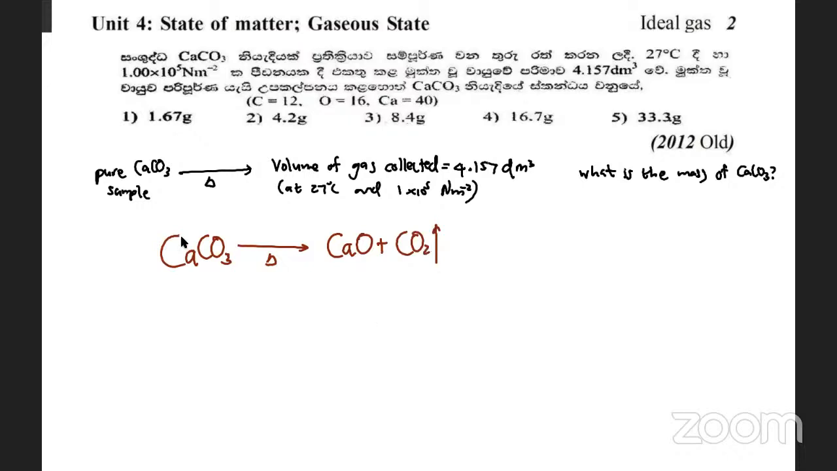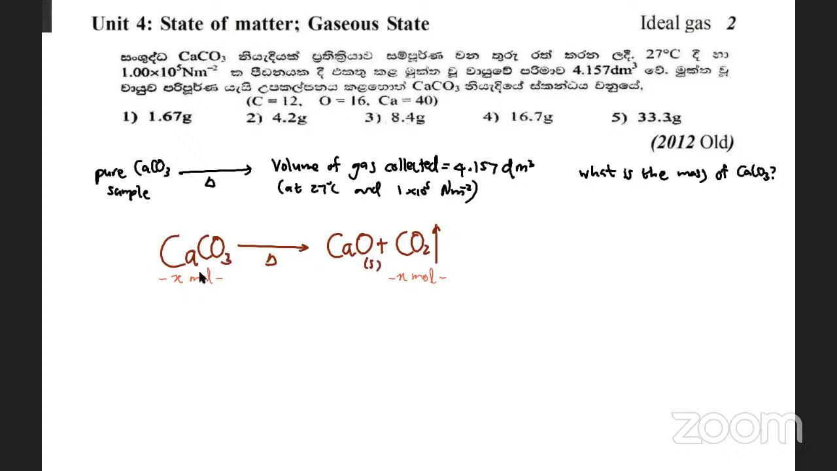We don't know the mass of this. Normally, what we do is we'll take it as number of moles. So I'll take it as x moles. If you use x moles of calcium carbonate, how many moles of carbon dioxide is going to be released? X moles of carbon dioxide is going to be released. If I know the number of moles of carbon dioxide, I know the number of moles of calcium carbonate because both are x. And don't forget, calcium oxide is a solid.